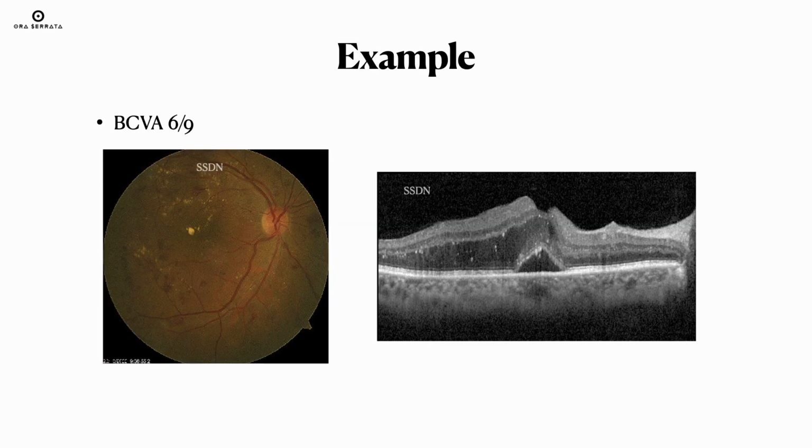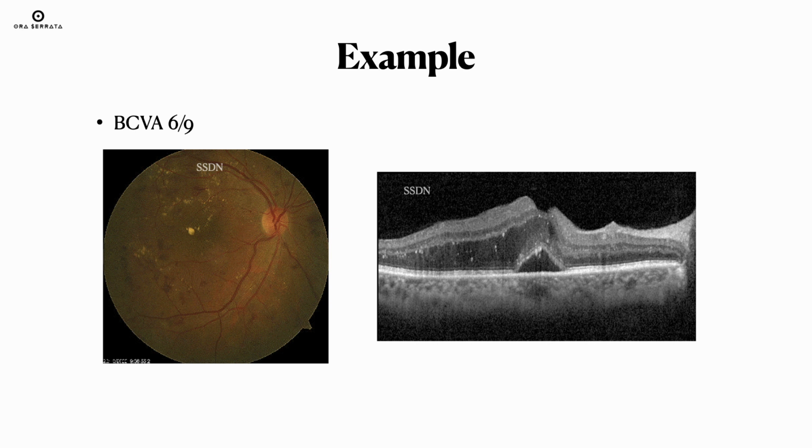In this case example, we can see that the best corrected visual acuity is 6/9. However, in the fundus, we can see the foveal reflex is dull. There are a number of hard exudates surrounding the fovea. There are retinal hemorrhages. In the OCT scan, we can also see that there is intraretinal fluid. There is also neurosensory detachment. There are also hyperreflective dots.